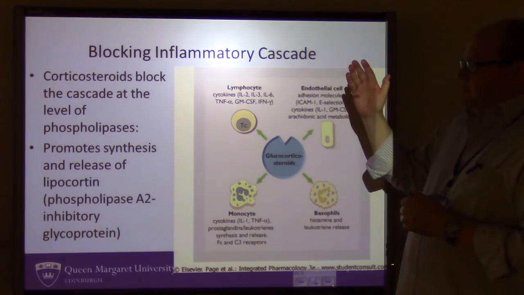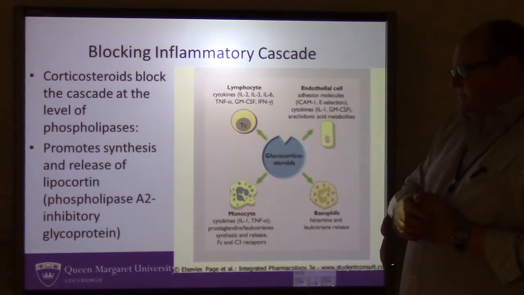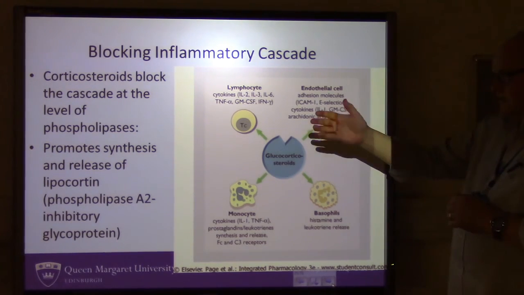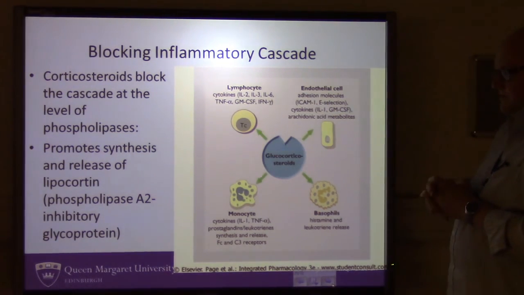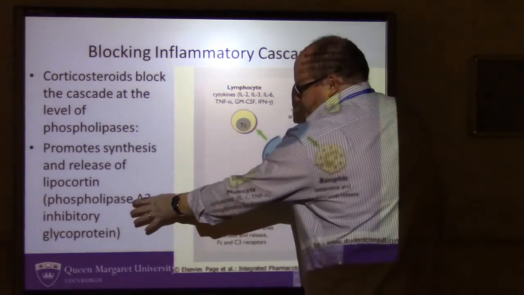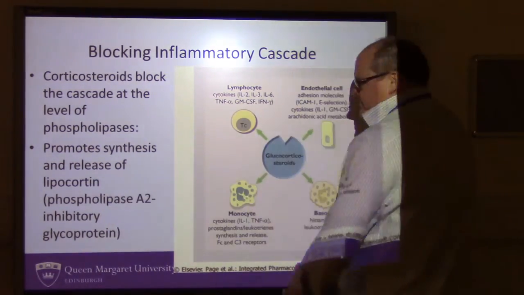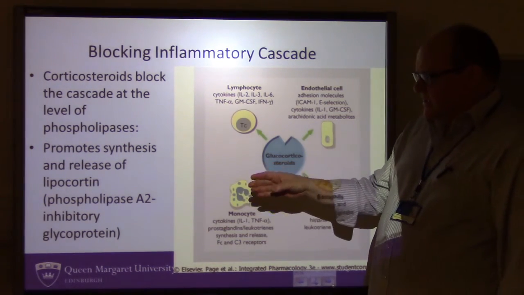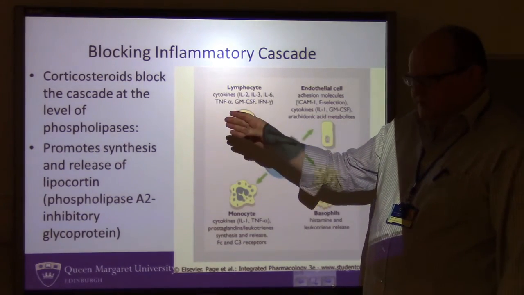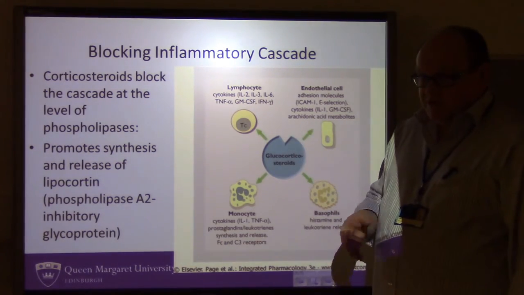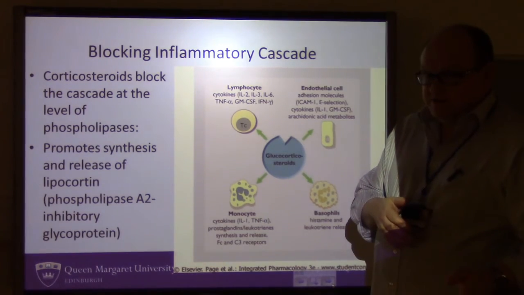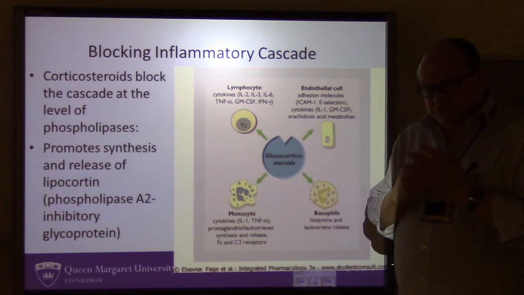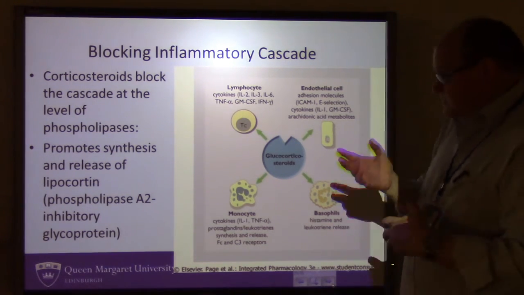So they block it at the level of the phospholipases, and that's promoting synthesis and release of lipocortin. Lipocortin is phospholipase A2 inhibitory glycoprotein. So they synthesize and release lipocortin. Lipocortin inhibits phospholipase, and if you inhibit phospholipase, you reduce the production of arachidonic acid, and if you reduce the production of arachidonic acid, you produce a reduction of the prostaglandins. So it's a flow mechanism.